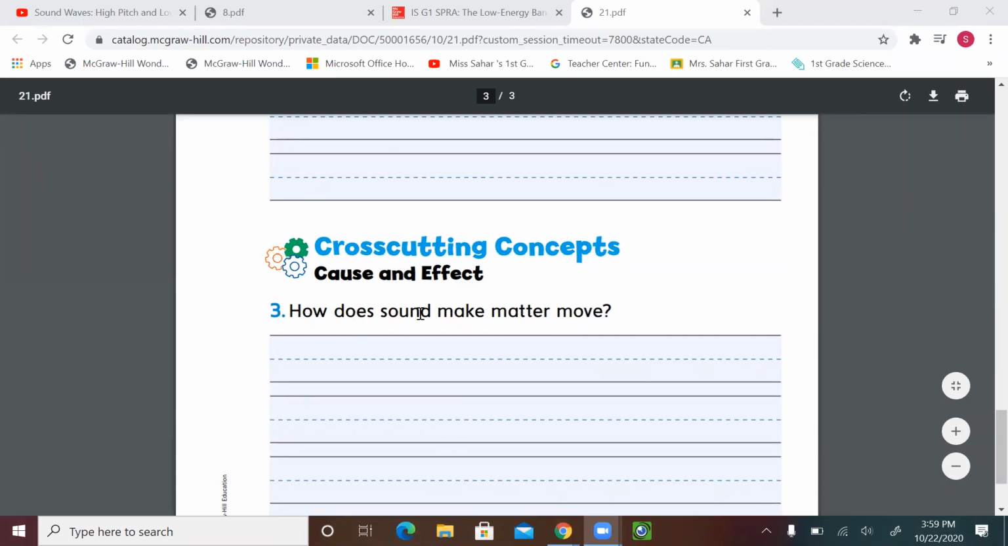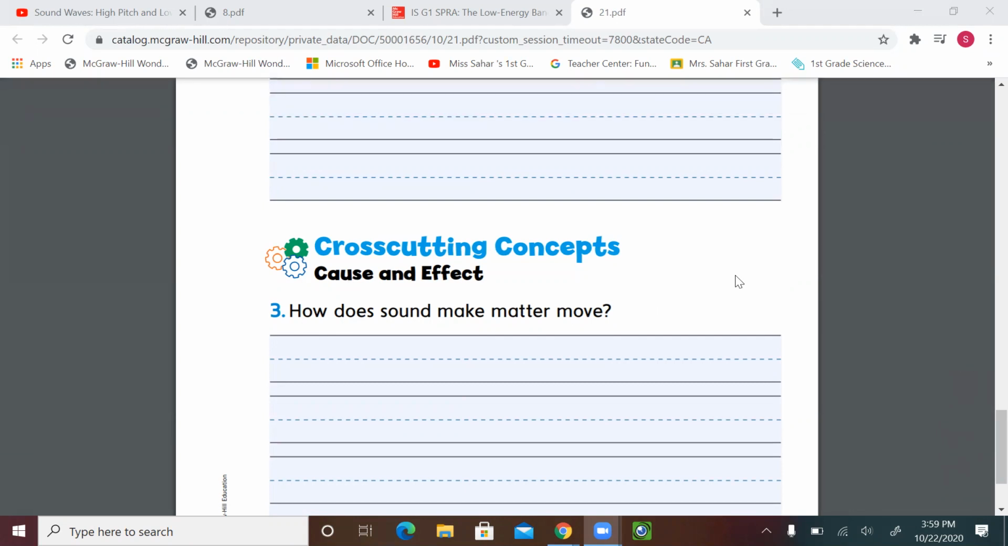Cause and effect. How does sound make matter move? Remember, we're talking about matter, and we know that this is the first thing we cover in the beginning of the lesson, when we talk about sounds and vibrate and low pitch and high. And we now go back to matter, what all things are made of. Matter is what all things are made of. So how does sound make matter move?